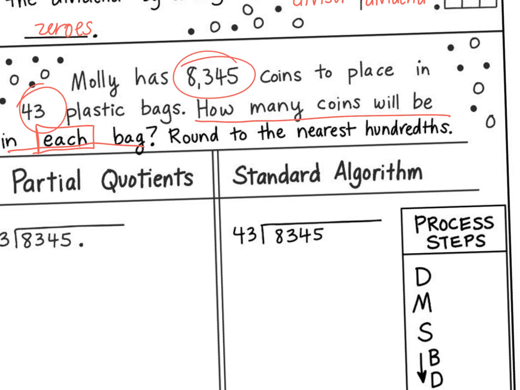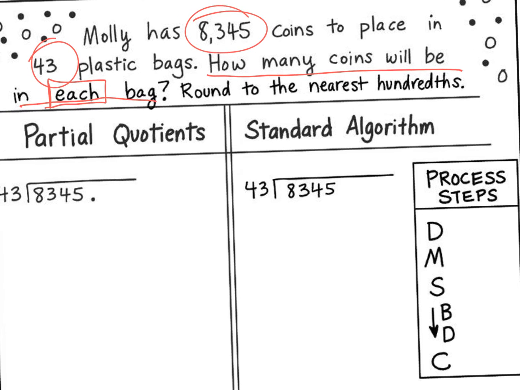It's already got it set up for us, but we need to remember these steps right over here, the process steps. What does the D stand for? Divide. What does the M remind us to do? Multiply. Subtract. Bring down. Okay, and the C we're going to do later. That's compare.